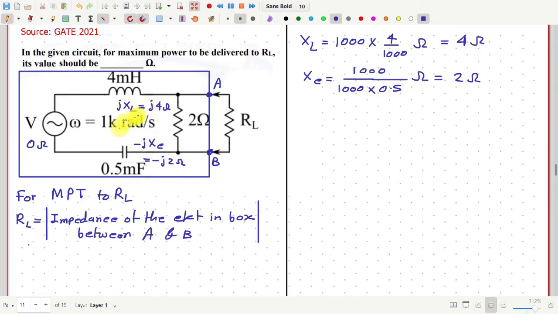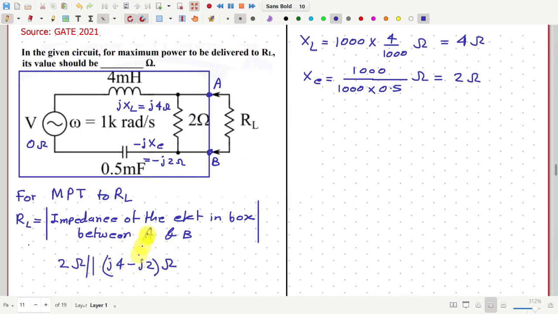Now, inside the circuit, between A and B, we have two parallel paths, one with this 2 ohm resistance, and in parallel to that, we have this inductor and then this capacitor. The impedance of this path is j4 plus 0 minus j2 ohm. So j4 minus j2 ohm.